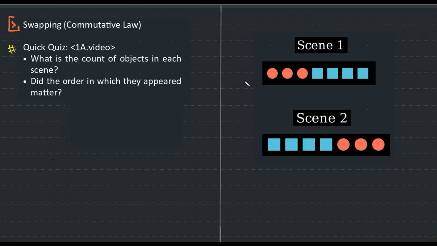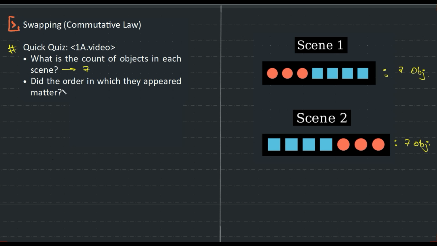So in scene 1, these are the objects which were on the screen, and for scene 2, these were the objects. Now the actual question is, what is the count of objects in each scene? How many are there? Clearly we have 7 objects, and here too we have 7 objects. So what is the count of objects in each scene? Yes, it's 7.